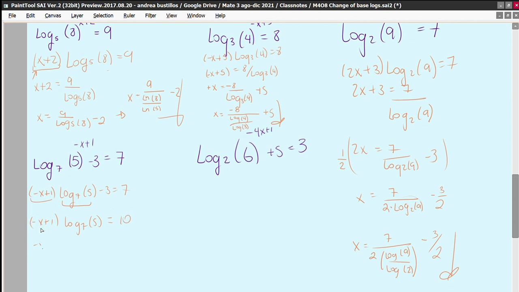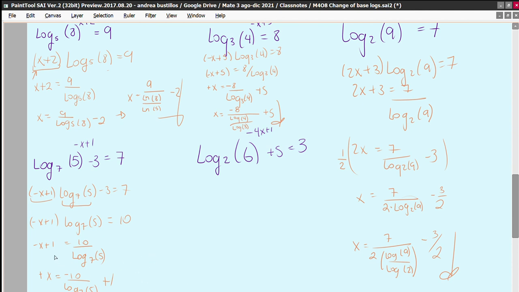Then I'm going to pass the logarithm dividing. And then I'm going to pass the 1 subtracting. And because I want my x to be positive, I'm going to multiply everything times minus 1. So I get in return this expression.